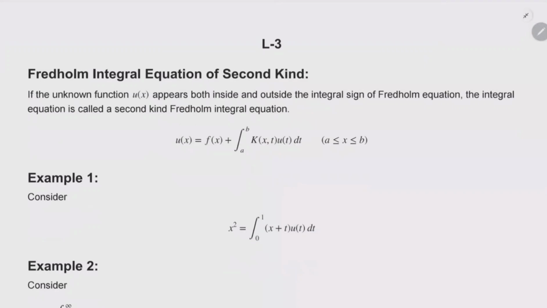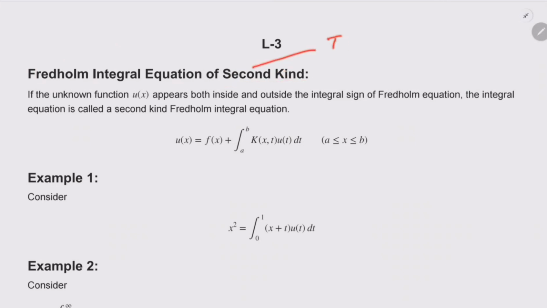In this video, we discuss some more classifications of integral equation. The first classification is Fredholm integral equation of second kind. What does second kind mean? We already discussed in the previous video that when there is a fixed limit, we remember what Fredholm integral equation means. But here we will talk about what second kind means.